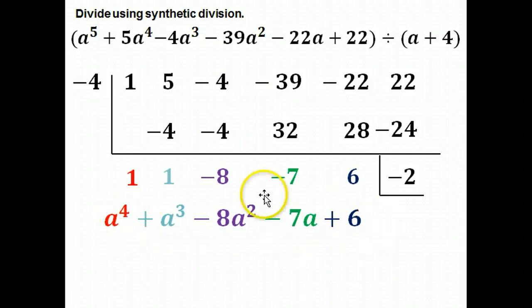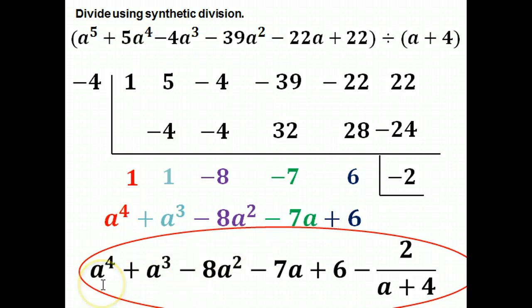Okay, so here is basically the core of my answer. It doesn't include my remainder. My remainder, again, is negative 2. And we've done remainders before. We go negative 2 divided by a plus 4. So I'm going to rewrite this one, only instead of color coding everything so we see where our numbers came from, now I'm going to just write it all. We'll write it all in black.